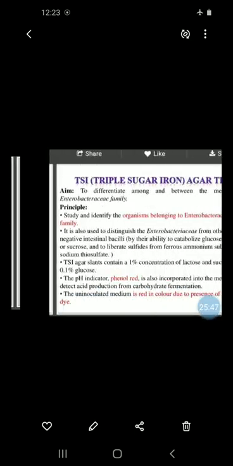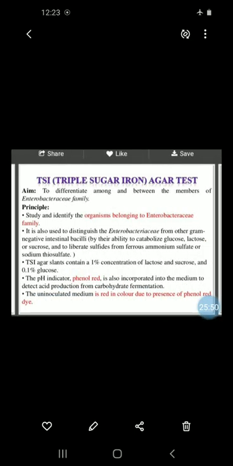Next we will see the TSI, that is triple sugar iron agar test. So what is the aim of this test? To differentiate among and between the members of the Enterobacteriaceae family. We will see the principle: it is used to study and identify organisms belonging to the Enterobacteriaceae family, and to distinguish them from other gram-negative intestinal bacilli.